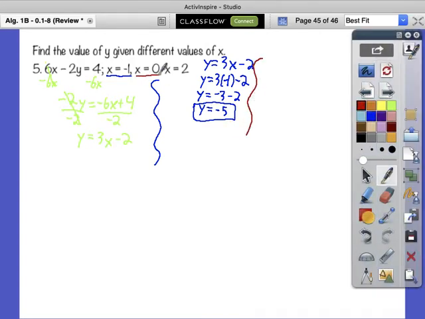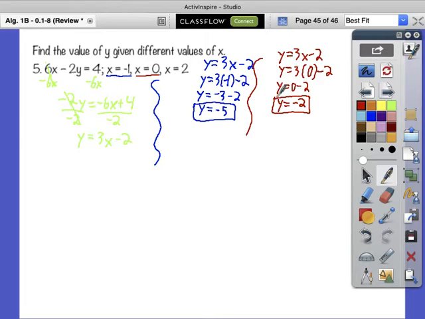Let's try it plugging in when x is 0. So y equals 3x minus 2. y equals 3 times 0 minus 2. What is 3 times 0? 0. We have to put 0 minus 2. What is 0 minus 2? Negative 2. So y is negative 2.